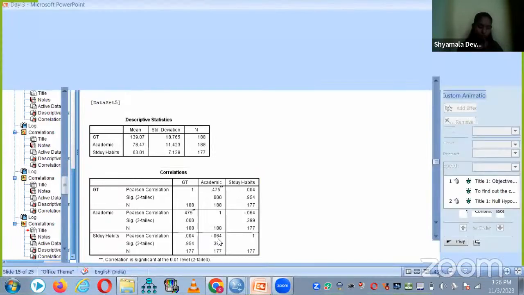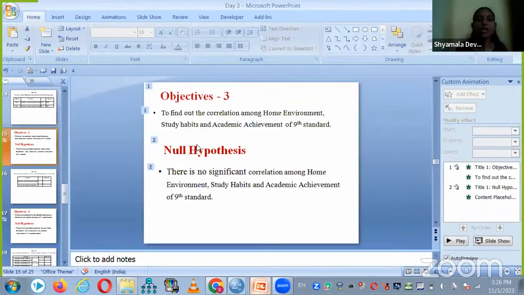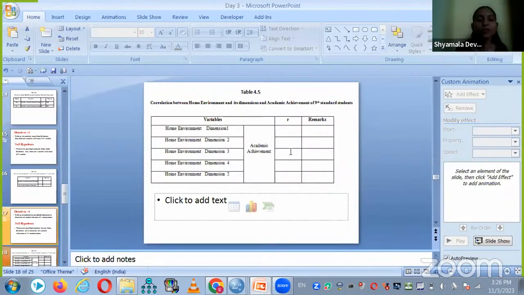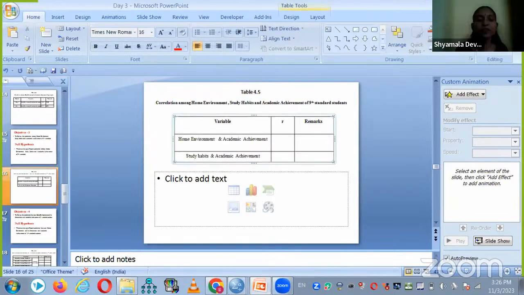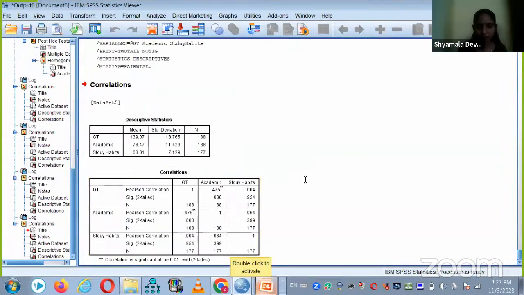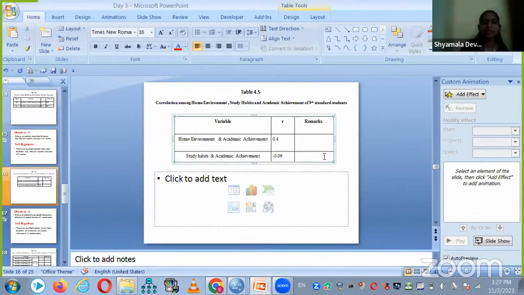We are running out of time. Yes, here is the table. So you have to write the R value for home environment and academic achievement. That is 0.4 something. And similarly for study habits and academic achievement, it is minus 0.064. So here you will be writing there exists a positive low correlation between home environment and academic achievement.